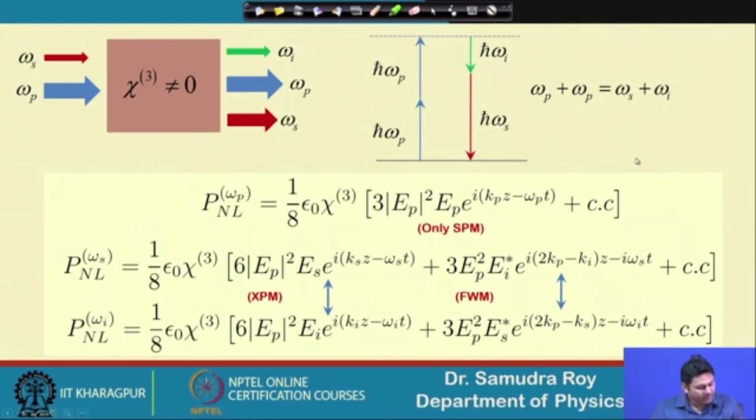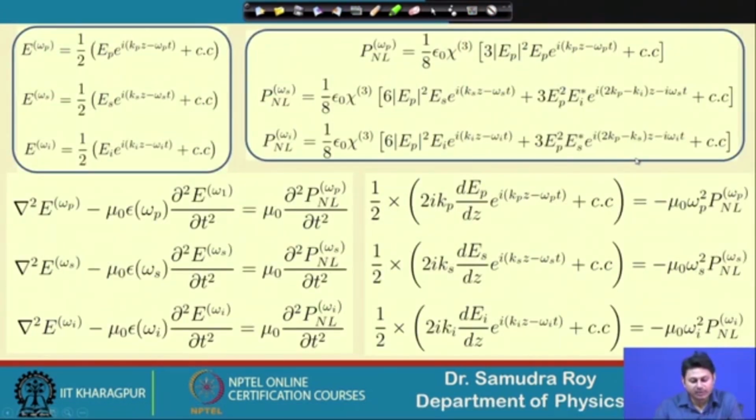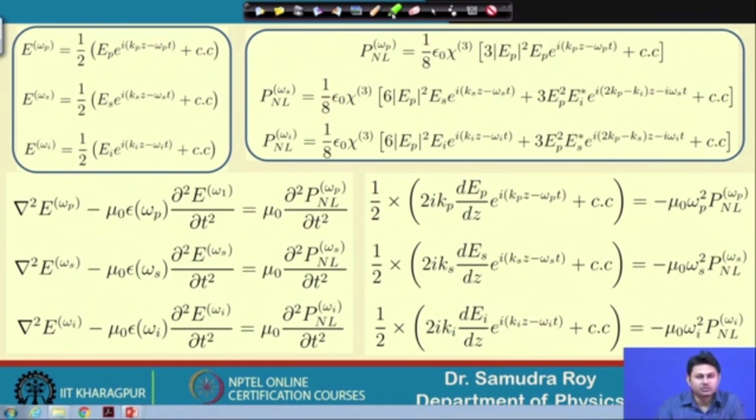Well, if I now make a total picture of whatever we are getting, this will be our summary. It looks quite heavy, with many equations, but if you look carefully you will find these are merely identical equations written, only the frequencies are changed. Let me explain one by one. Do not get confused with so many terms, it is quite straightforward.